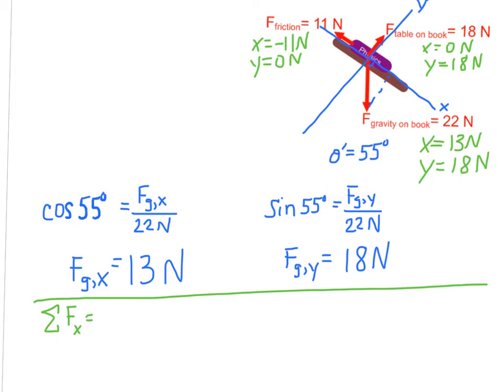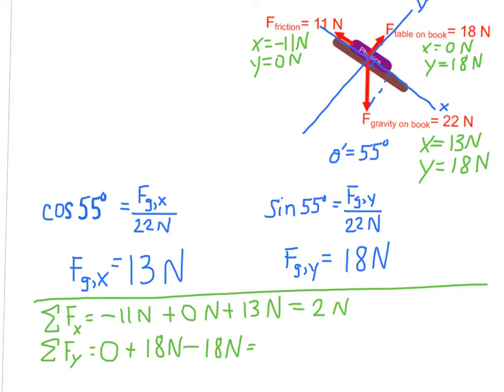Now I can take the sum of all my forces in the x direction. And that's going to be negative 11 plus 0 plus 13 newtons. That gives me a total of 2 newtons.